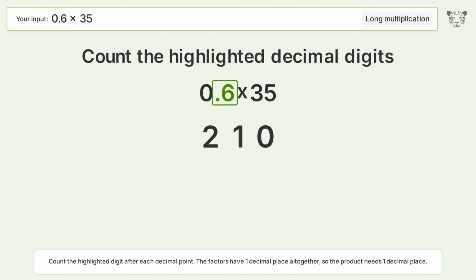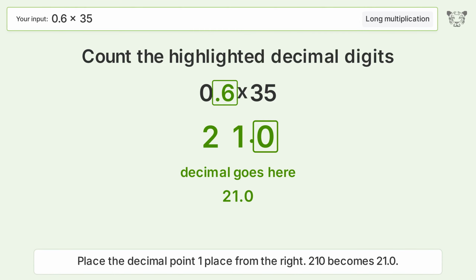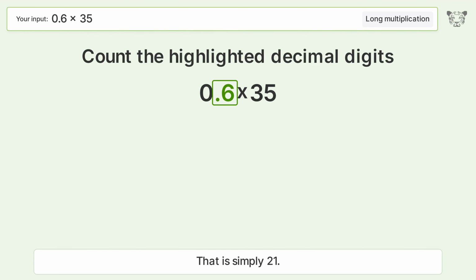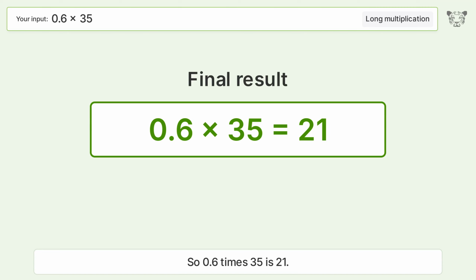Count the highlighted digit after each decimal point. The factors have one decimal place altogether, so the product needs one decimal place. Place the decimal point one place from the right. 210 becomes 21.0. That is simply 21. So 0.6 times 35 is 21.